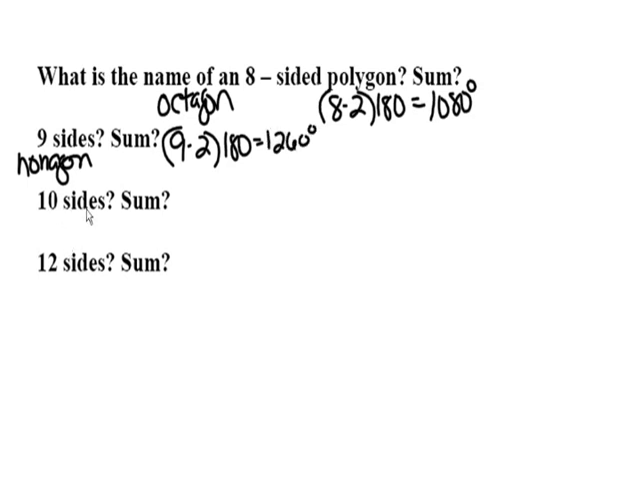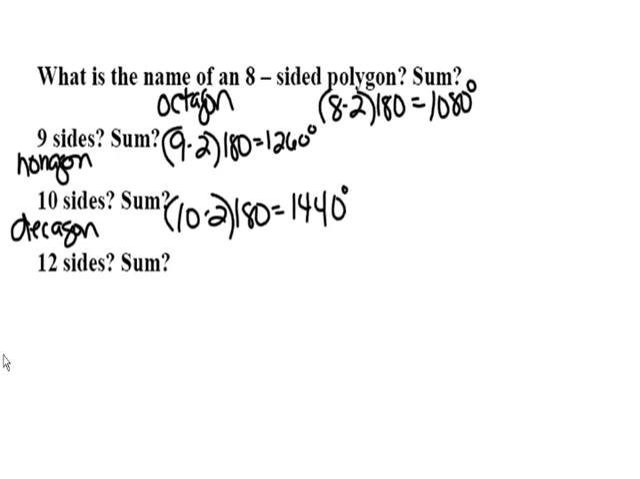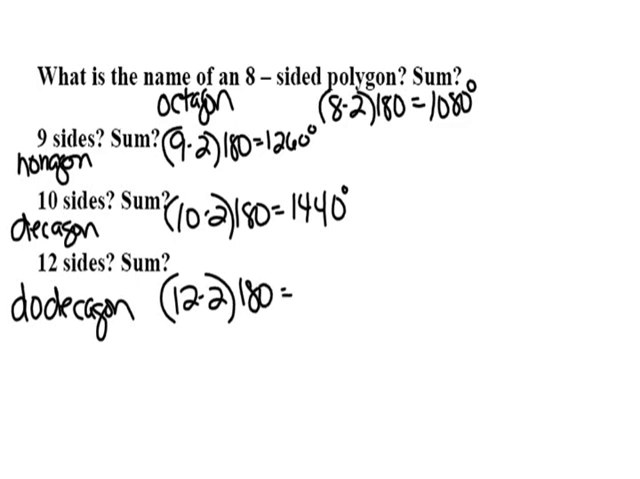How about 10 sides? What's that called? That's a decagon. And so 10 minus 2 times 180 gives me 1440. And finally, what's a 12-sided polygon called? It's a dodecagon. And I take 12 minus 2 times 180, and I get 1800 degrees. All right, that's how the sum of the interior angles works.